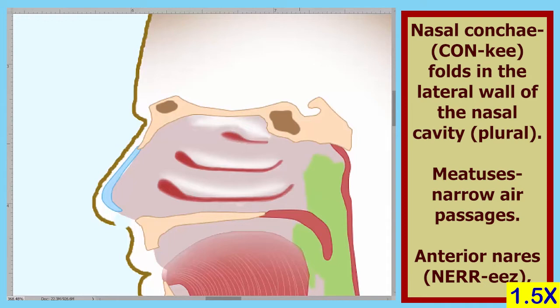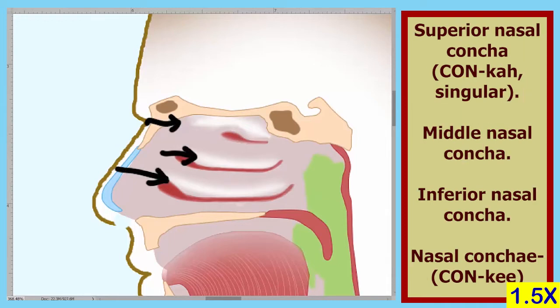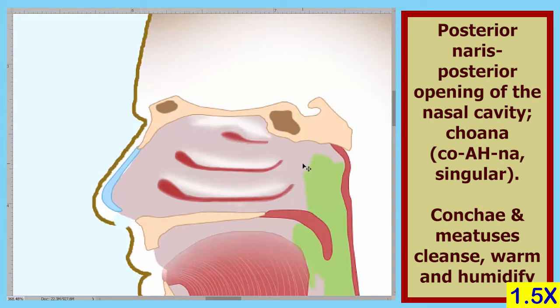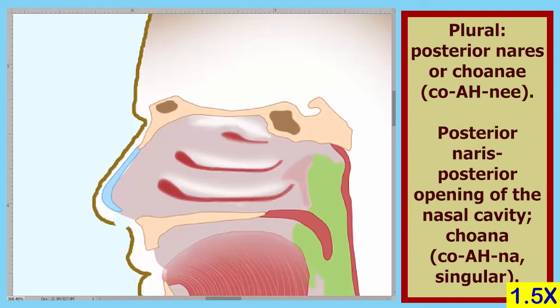These folds are called nasal conchae. On the top, we have the superior nasal concha, and moving down, we have the middle nasal concha and the inferior nasal concha. Together, these nasal conchae and the meatus cleanse, warm, and humidify the air. From here, the air moves to the posterior opening of the nasal cavity. A single opening is called the posterior naris, or the choana. The plural would be the posterior nares, or the choanae.